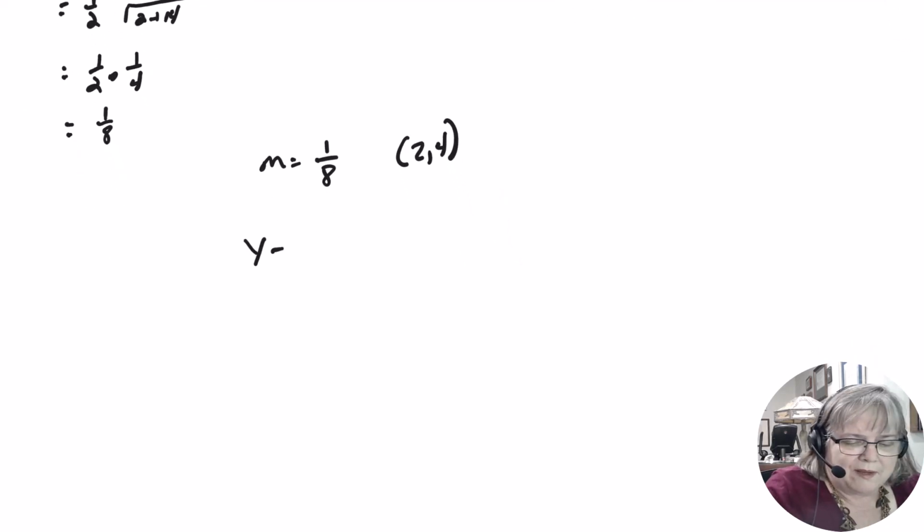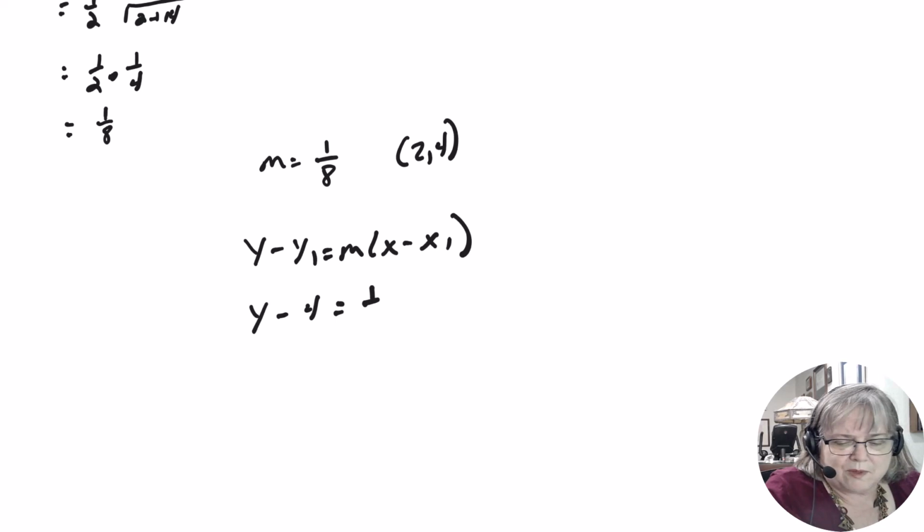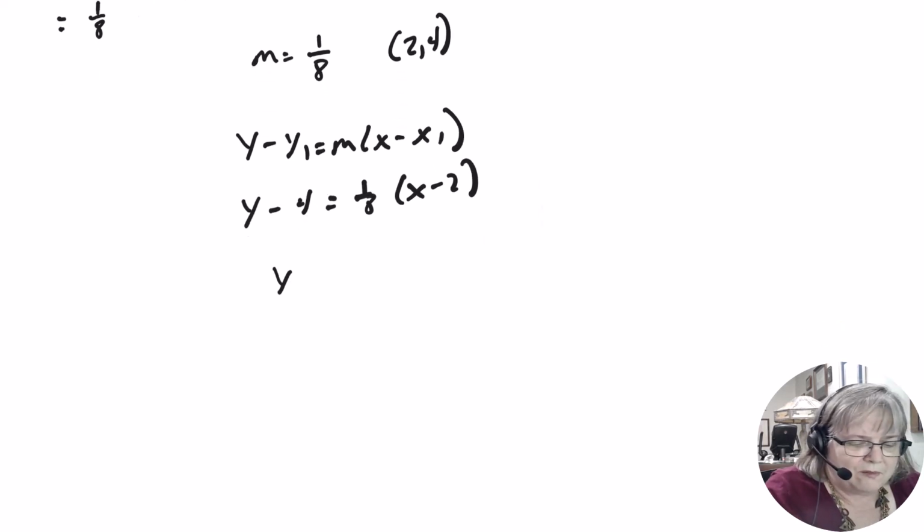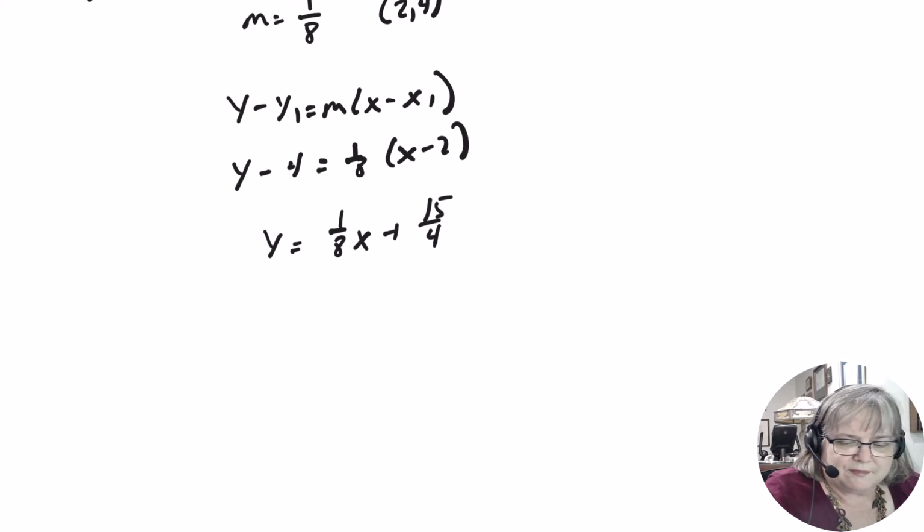And you go y minus y1 is m times x minus x1. So y minus 4 is equal to 1/8 (x minus 2). And when you clean this up a bit, you get y is equal to 1/8 x plus 15/4. Okay? And if you want to, you can substitute x is 2 in here and see if you get 4 back out, just to check your math. Sometimes people make mistakes when you've got different negatives over here or whatever.